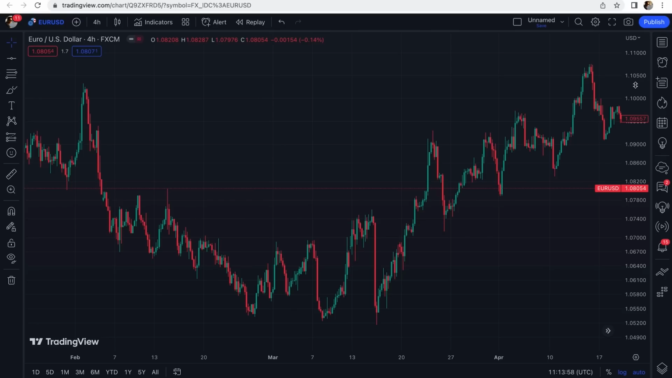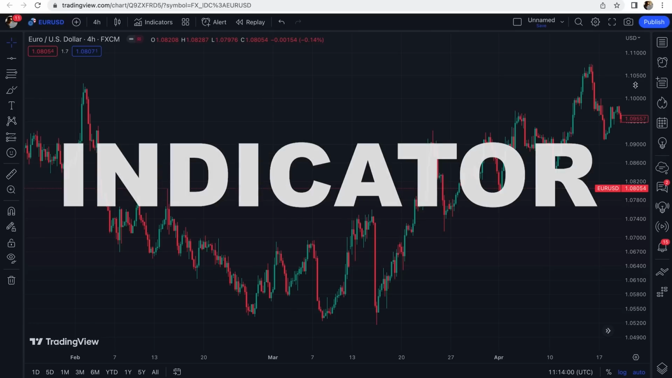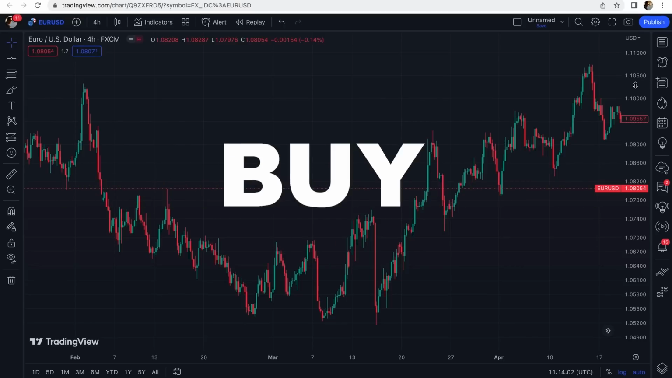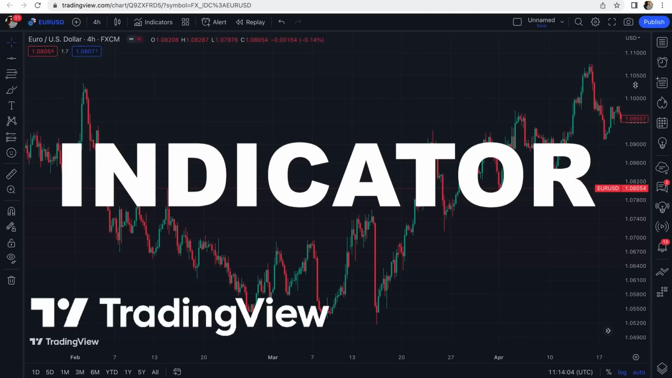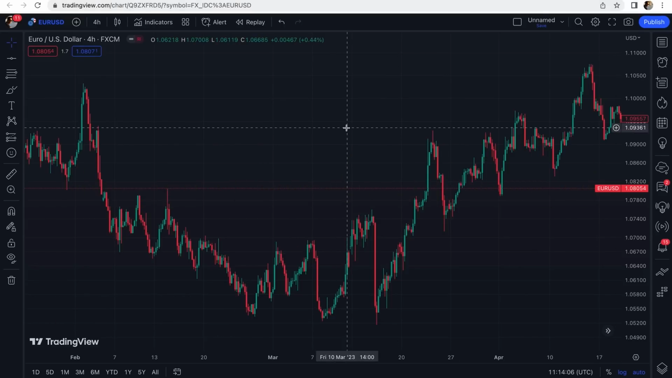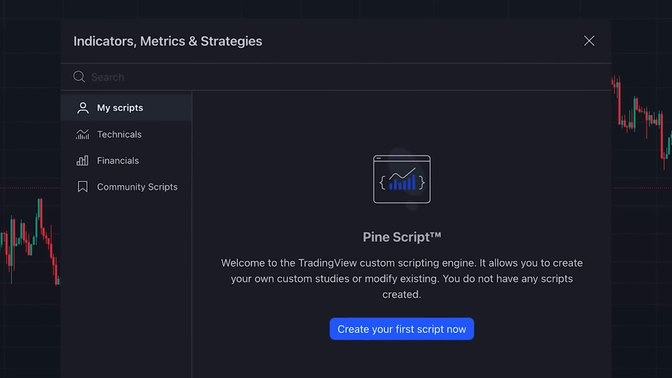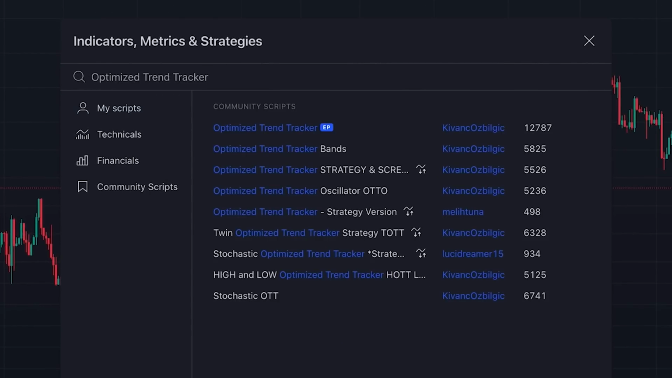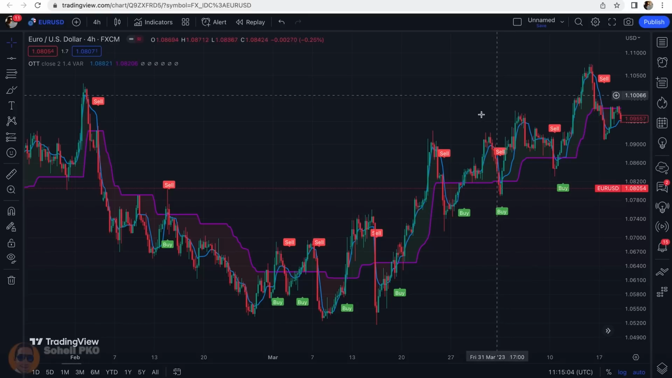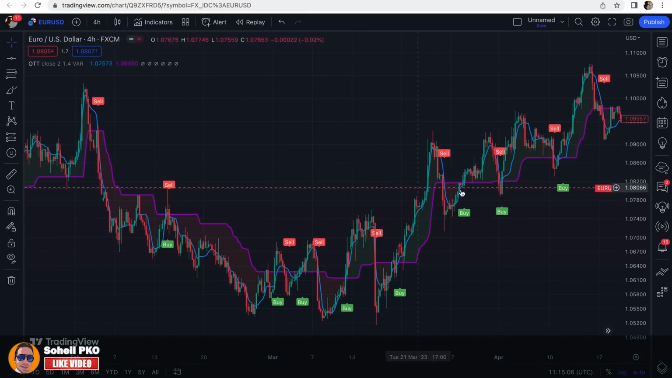In today's video, I want to introduce a perfect indicator that is by far the most accurate buy-sell signal indicator on TradingView. To add this wonderful indicator to our chart, here we click on indicators and we search Optimized Trend Tracker, this one, which is an editor's picks indicator, and it's written by Kıvanç Özbilgiç, if I'm pronouncing the name correctly. Alright, the indicator has already been added to our chart with some lines and buy-sell signals as you can see.